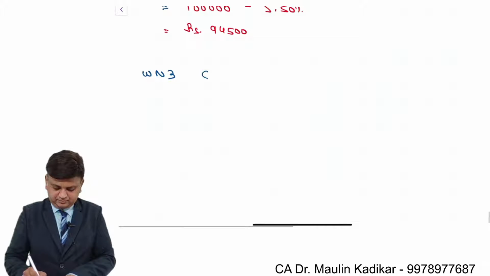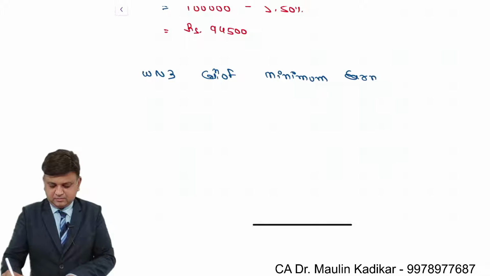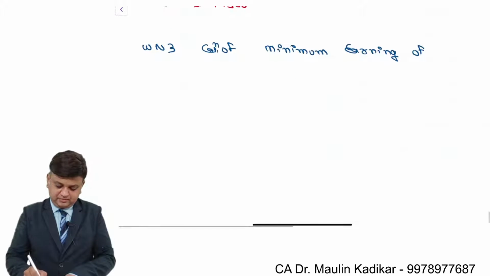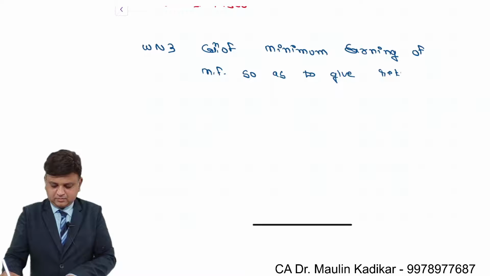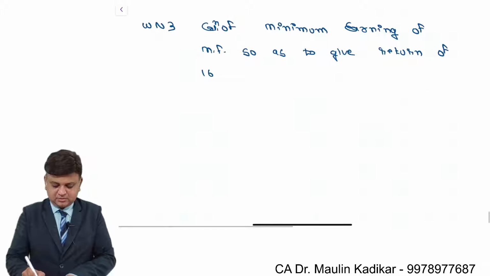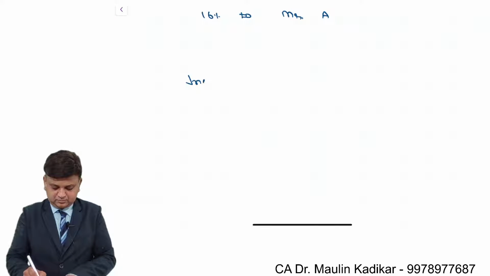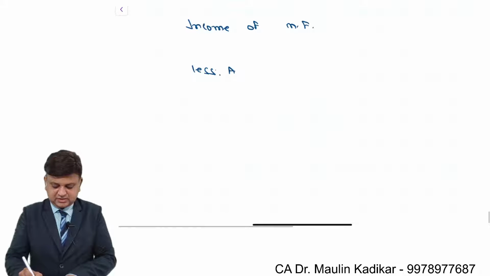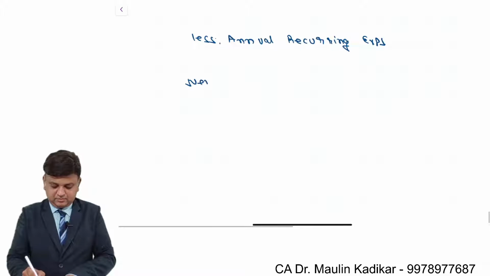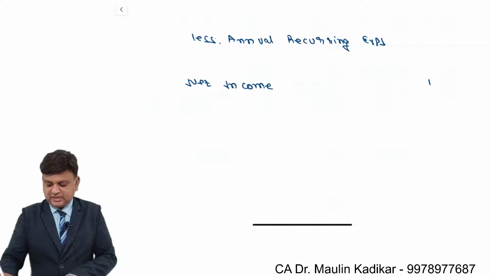Working note number 3, calculation of minimum earning of mutual fund so as to give a return of 16% to Mr. A. In that, income of mutual fund less annual recurring expense with that, so the net income will be found. So the net income is 16,000.